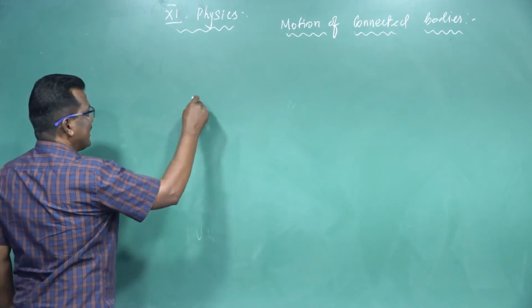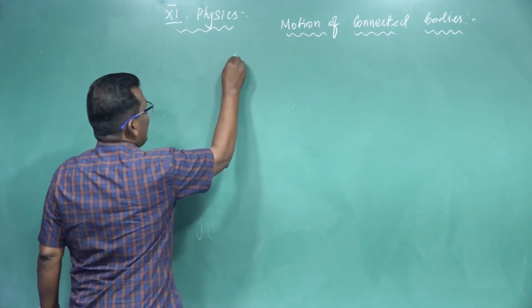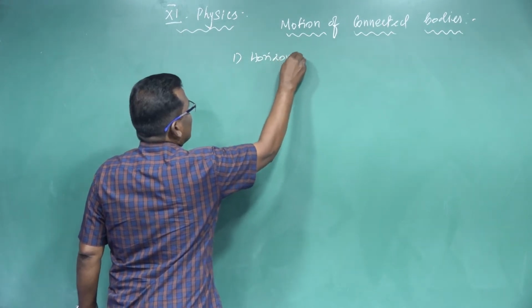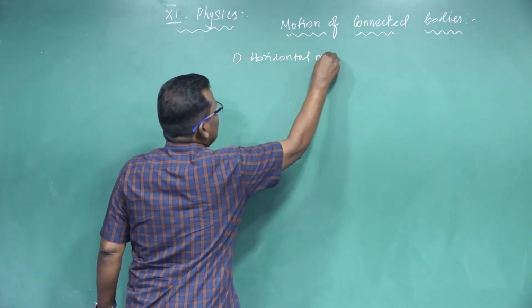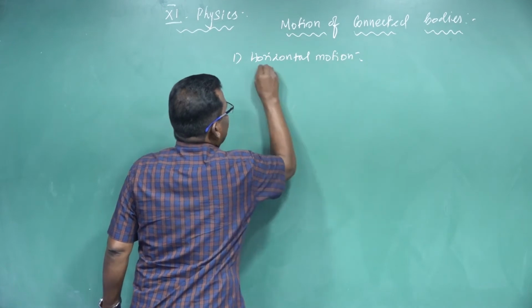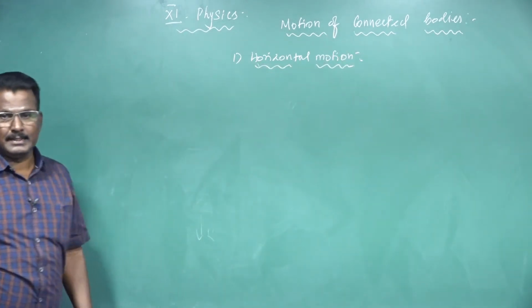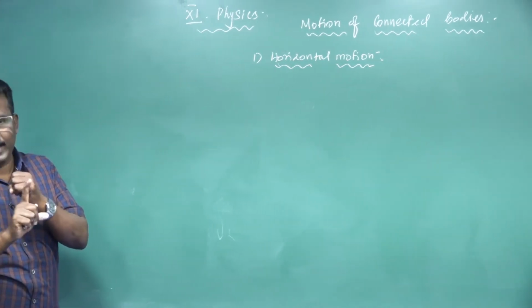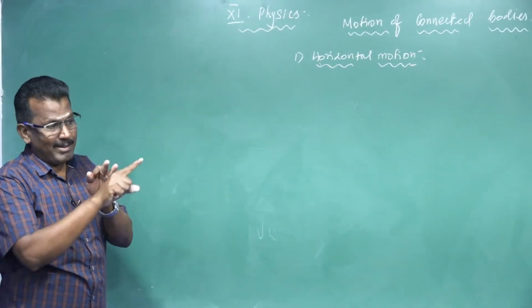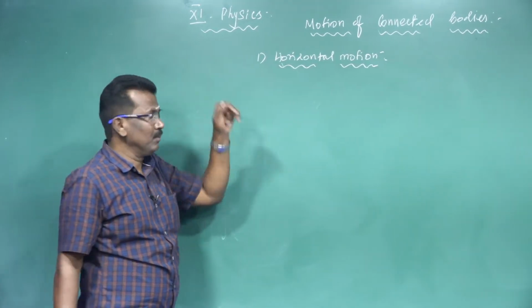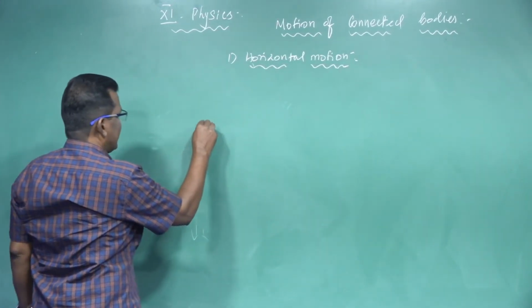Okay, let us consider the first case, case number 1, horizontal motion. There are three cases: force is applied either horizontally, vertically or inclined. The tension produced in the string is what we are now going to calculate. Okay, let's consider.